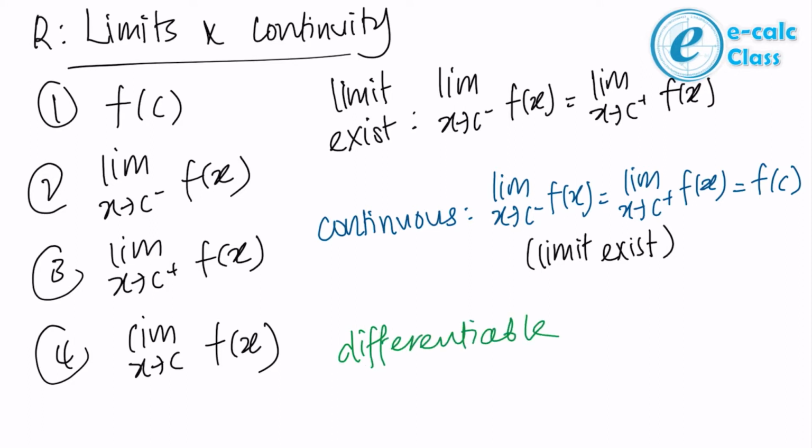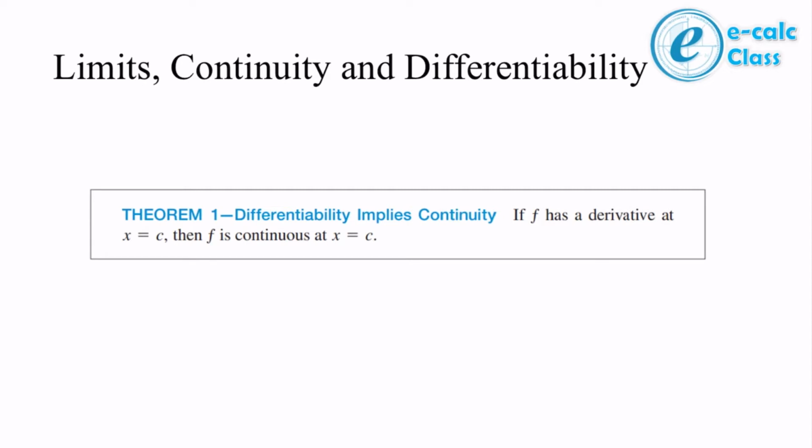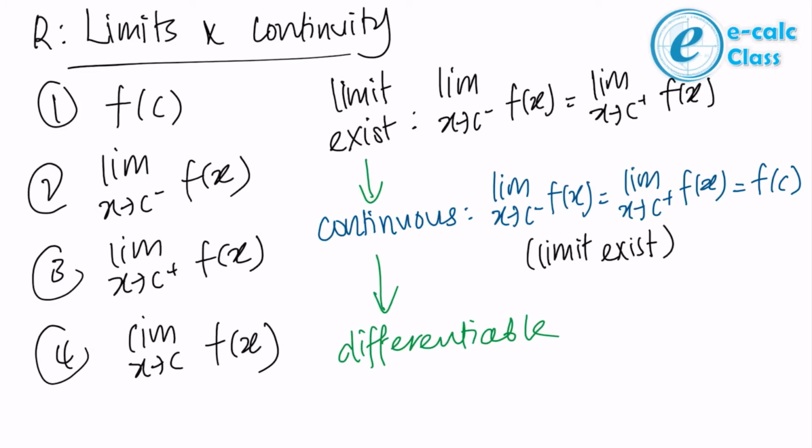Differentiable. I'm not sure about the spelling. For a function to be differentiable at a point, of course the limit must exist and it has to be continuous. But let me move on and look at the theorem. If f has the derivative at x equals c, then f is continuous at x equals c, which means if it is differentiable at point c, we can automatically say that it is continuous at point c and the limit also exists at point c.